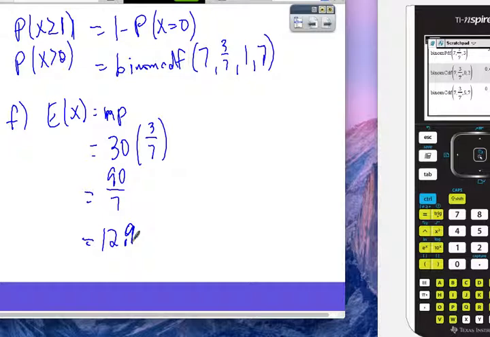All right. So that's how you do those questions in binomial distribution. Using your calculator, try and become familiar with how to use it, both the binomial PDF and CDF features, and when to use them.